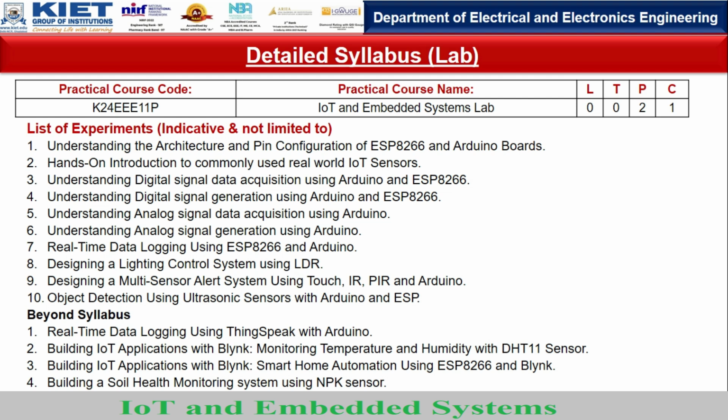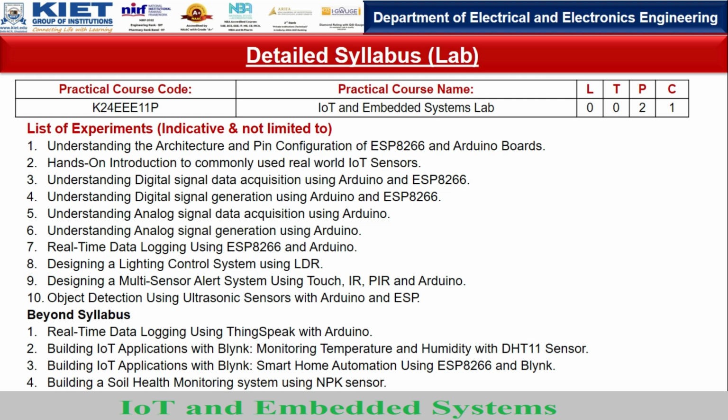First experiment is about the introduction of Arduino and ESP8266 board. What is the pin diagram, how many pins are there, how many digital pins are there, how to configure this. And then in the second part we use commonly used IoT sensors like DHT11 temperature and humidity sensor, HC-SR04 ultrasonic sensor, IR sensor, PIR sensor, flame sensor, sound sensor. We also introduce MQ series sensors to detect gas. So we discuss these sensors.